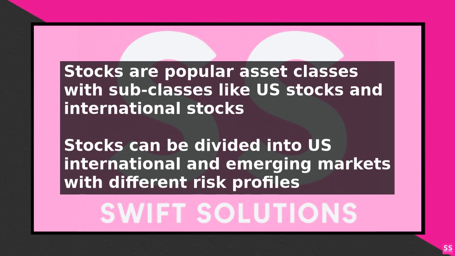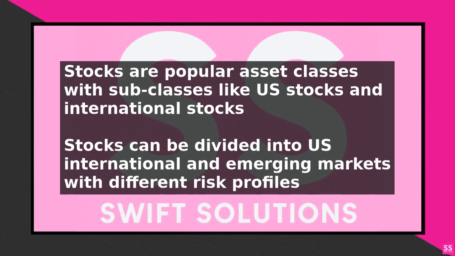Stocks can be further divided into different subclasses such as U.S. stocks, international stocks, and emerging markets. U.S. stocks represent large established companies such as Apple and Microsoft, while international stocks represent companies from developed markets such as the UK and Japan. Emerging markets represent companies from developing countries such as China and India.